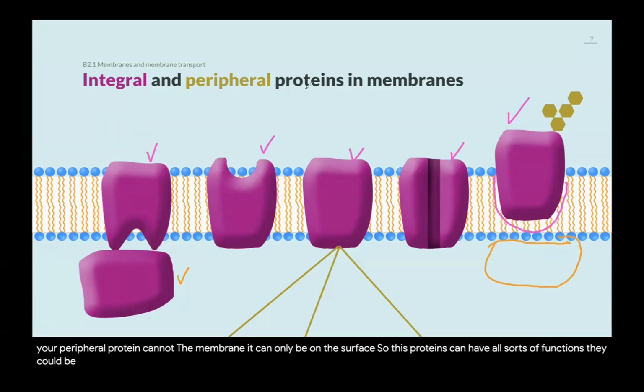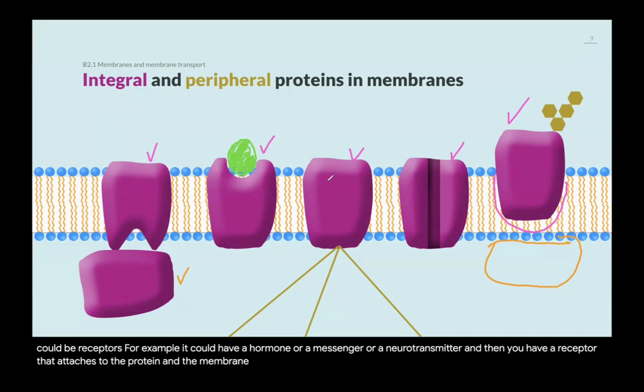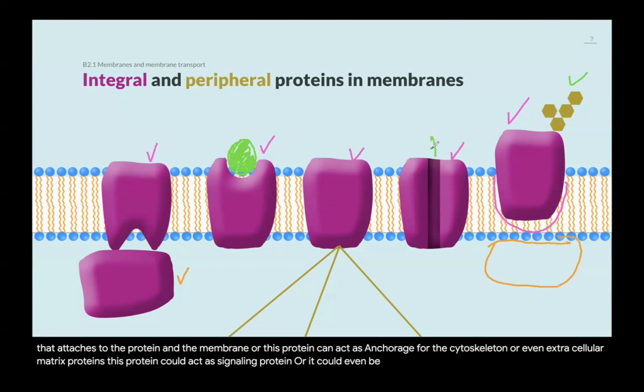They could be receptors for a hormone, for example. It could have a hormone or a messenger or a neurotransmitter, and then you have a receptor that attaches to the protein in the membrane. Or this protein can act as anchorage for the cytoskeleton or even extracellular matrix proteins. This protein could act as a signaling protein, or it could even be a transport protein with a channel here.